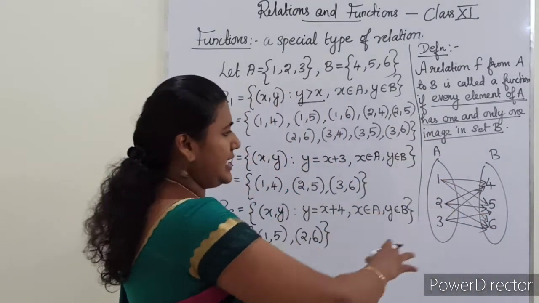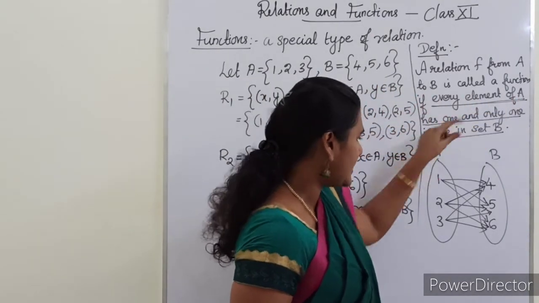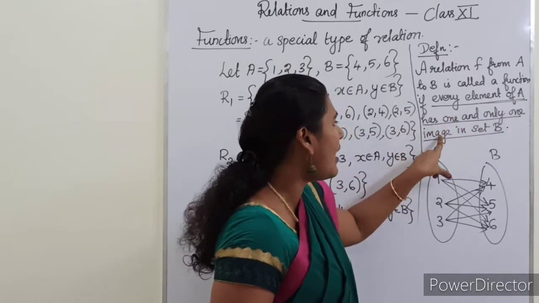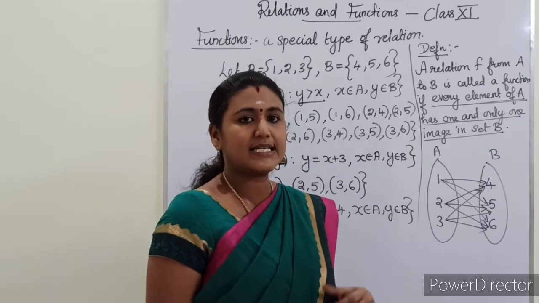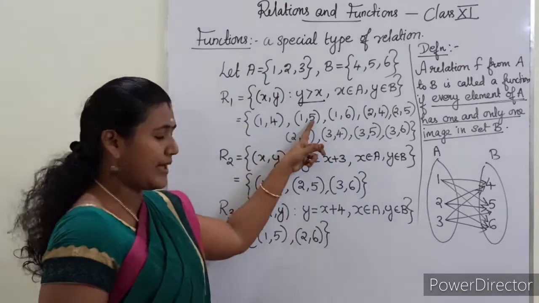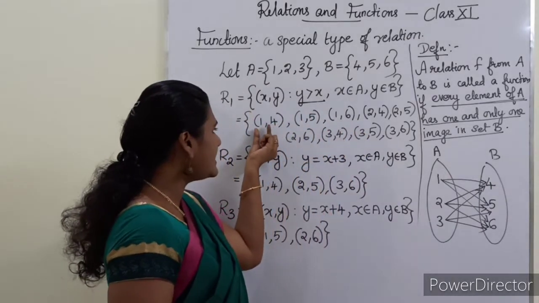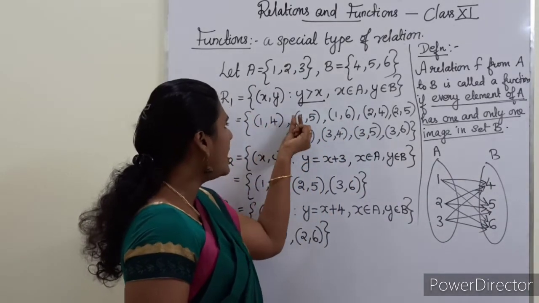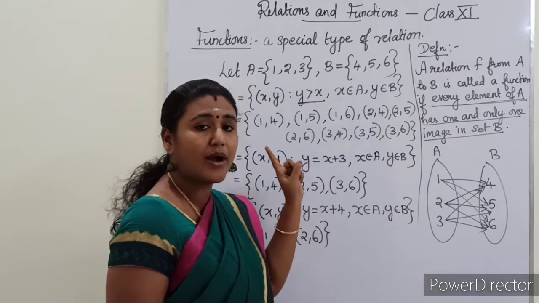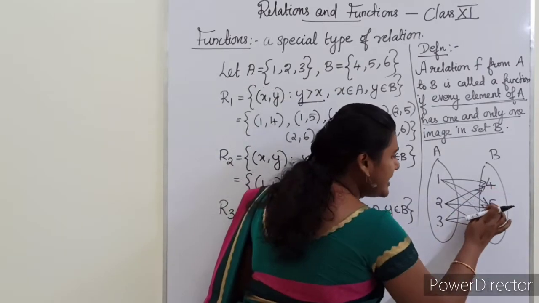So here, we will move on to this definition. Every element of A has one and only one image. We have already discussed what an image is. Image is the second element in the ordered pair. So 1 has image 4, 1 has image 5 and 1 has image 6. How many images does 1 have here? 3 images. So for 1 we have 3 images.